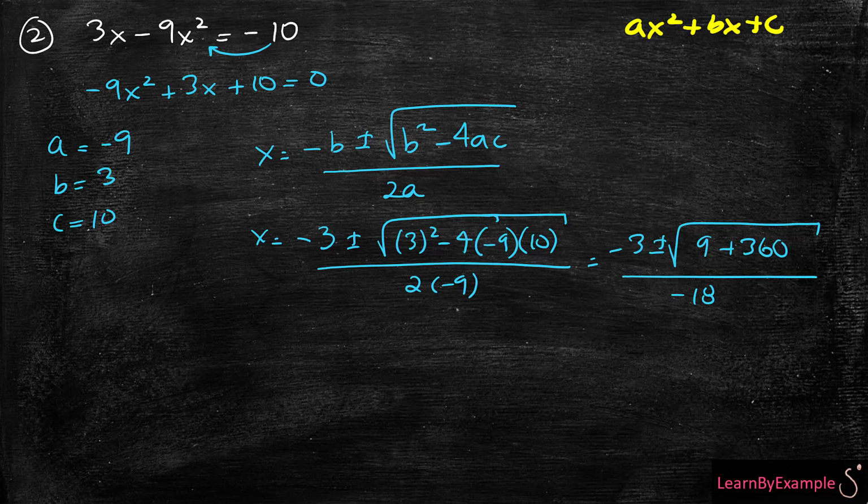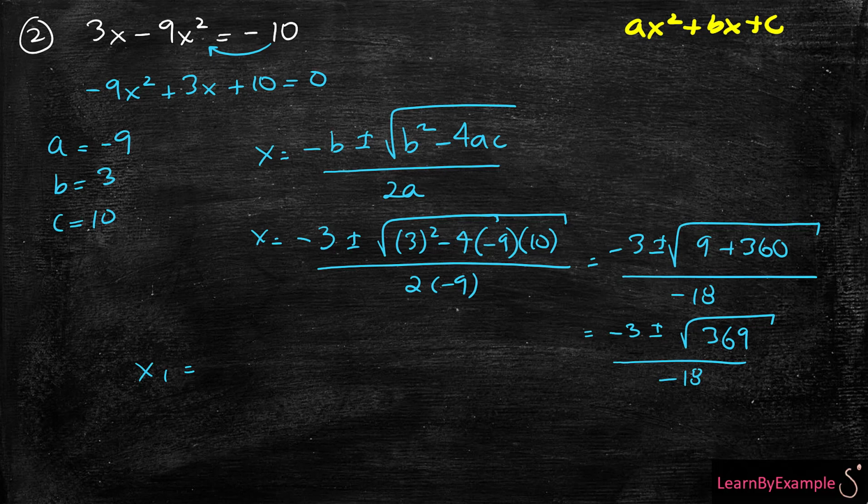I hope so. So let's break that down further. So you're going to have minus 3 plus or minus the square root of 360. And you can go step by step here, because the less shortcuts you take, the less likely you are to make a mistake with sign conventions, okay?